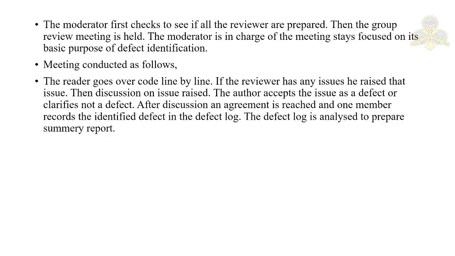So if there is any issue, then the discussion is based on that particular issue which the reviewer has raised. Then the author accepts the issue as a defect, or he clarifies that it is not a defect; it is the author's responsibility to defend now. So after discussion, an agreement is reached, and one member records the identified defect in the defect log. Again, the defect log is analyzed to prepare the summary report. Okay, so these are the three stages in your code inspections. Now this ends your coding and unit testing part.